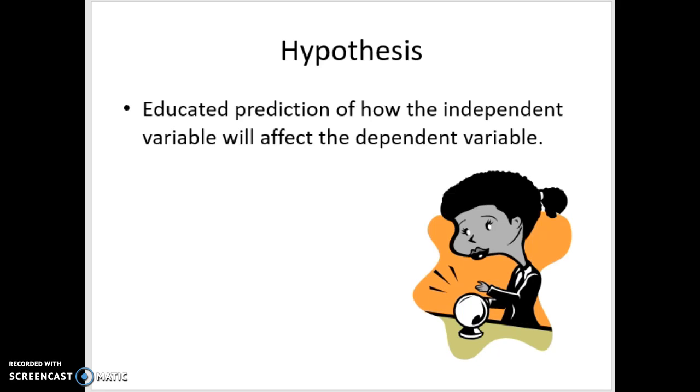Okay, it's I guess an educated prediction of how the independent variable will affect the dependent variable, meaning, based on the experiment, what the results are. Okay, independent variable is the experiment, dependent variable is the results, which I'm going to go into the next slide.